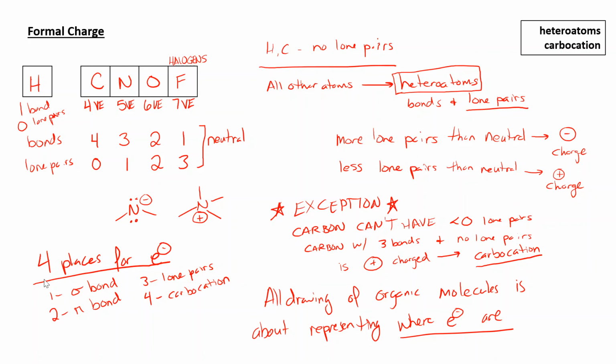And within 1 week, we already have our list. These are the 4 places that electrons are going to be. These are the only 4 things that we're really going to worry about throughout this whole course. We're going to worry about sigma bonds, pi bonds, lone pairs, and carbocations. So if we can get a grasp of all 4 of those things, we've got it made.